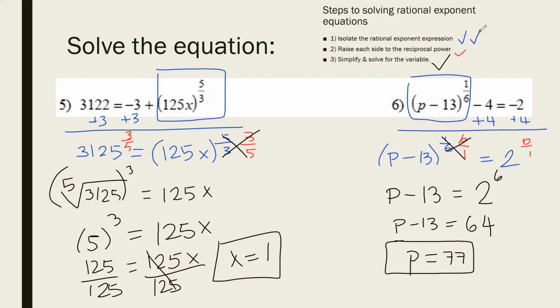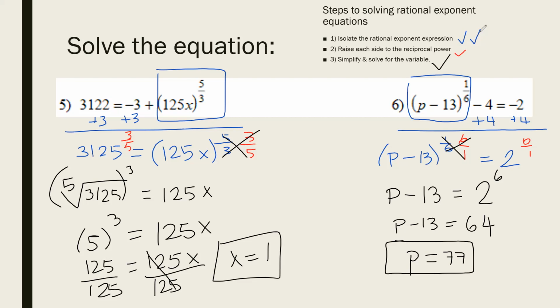Then we needed to raise each side to the reciprocal power. Raise both sides to the 6 over 1, or raise both sides to the 6. You end up with p minus 13 on the left and 2 to the 6 on the right. P minus 13 is equal to 64 if I take 2 times 2 times 2 times 2 times 2 times 2. And then add 13 to both sides, and I get p is equal to 77.